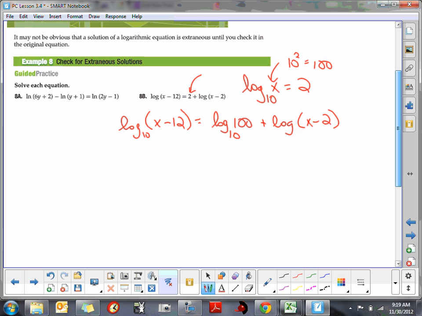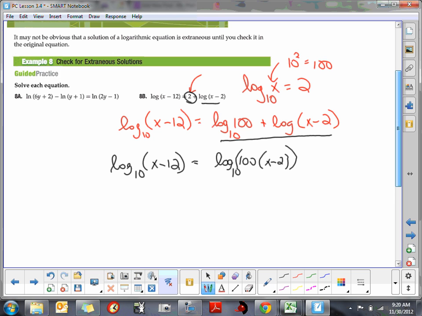Now it may not seem completely apparent why I did that at first, but what I want to do is write the right side as a single log statement. I don't want a log statement with a constant if I can possibly avoid it. So that's the purpose of doing that. So now, log of base 10 of x minus 12 equals the common log of 100 times x minus 2. I'm just putting in the base 10 as an emphasis more than a necessity.